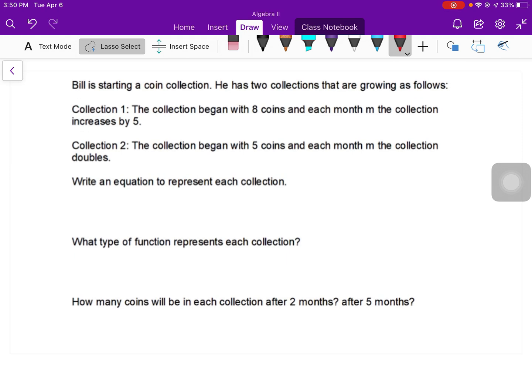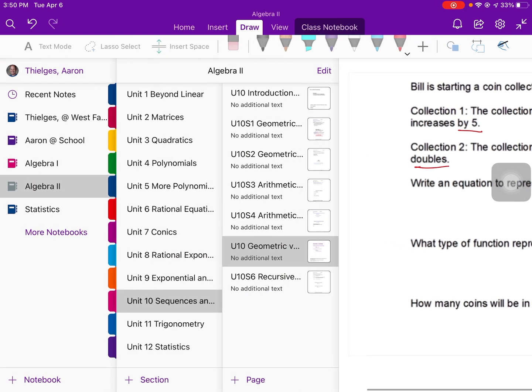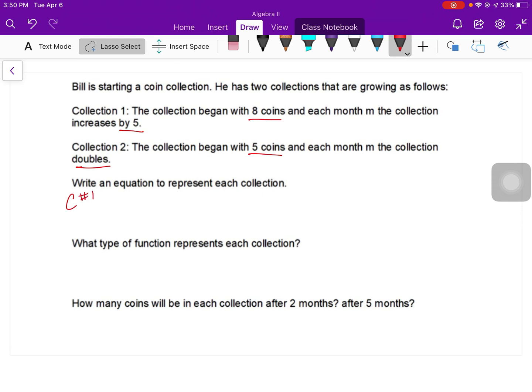Okay, Bill is starting a coin collection. He has 2 collections. 1, you're going to collect 8, and you're going to increase it by 5. Okay. Number 2, you got 5, and you're going to double it. So for collection number 1. Now I'm not going to go with 8. I'm going to go with 3 this time. And here's the reasoning for 3: if my first initial number is 8, to add 5 to that, I get 13. Add 5 to that, and I get 18. But if I go backwards, my 0 term, I'd have to add 5 to what number? It'd be 3. So 3 plus 5n.